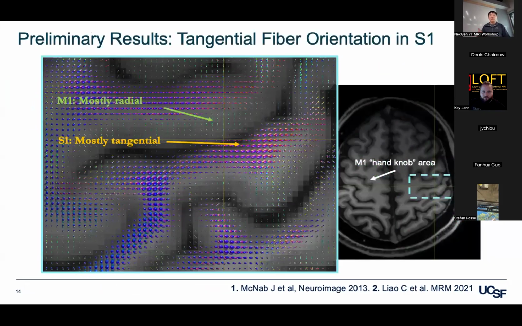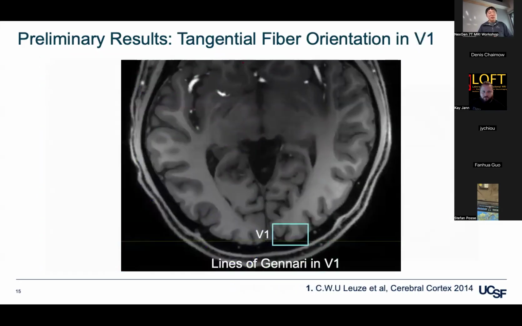Here I show preliminary results focusing on tangential fiber orientation in S1. As shown in the zoomed-in region, the fiber orientation in M1 is radial, and in the adjacent S1 region, it becomes tangential. This pattern is consistent with previous reports in the literature.